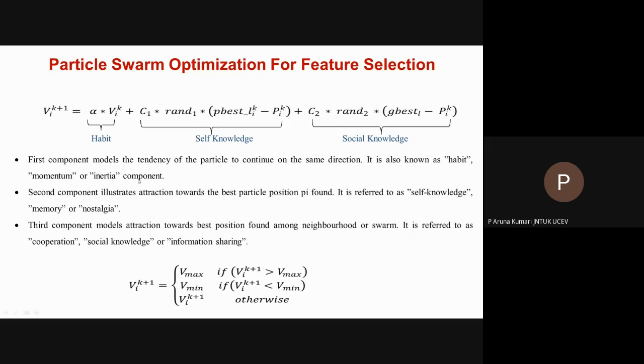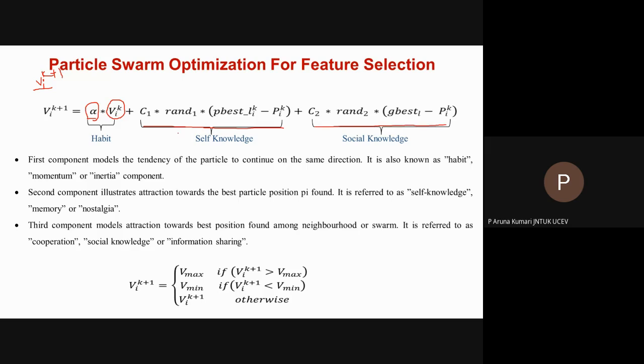Then I can use this function to update the particle velocity. This is the ith particle in the kth iteration, and this is its velocity in the kth iteration. Then in the next iteration, we have to update the velocity. Whatever the previous velocity is, this is your inertia weight, a constant which we can define. Another one is the self knowledge, and this is the social knowledge.